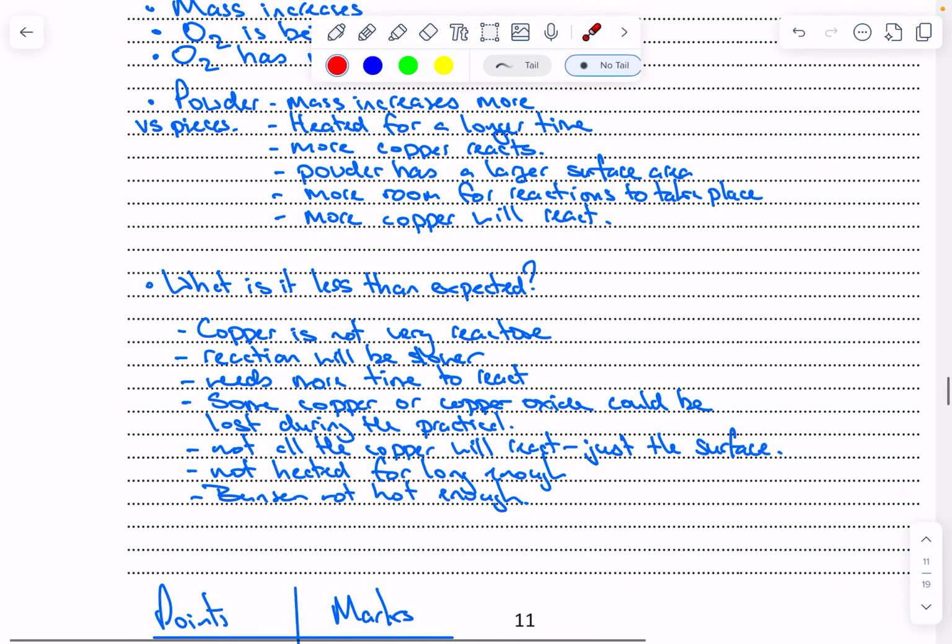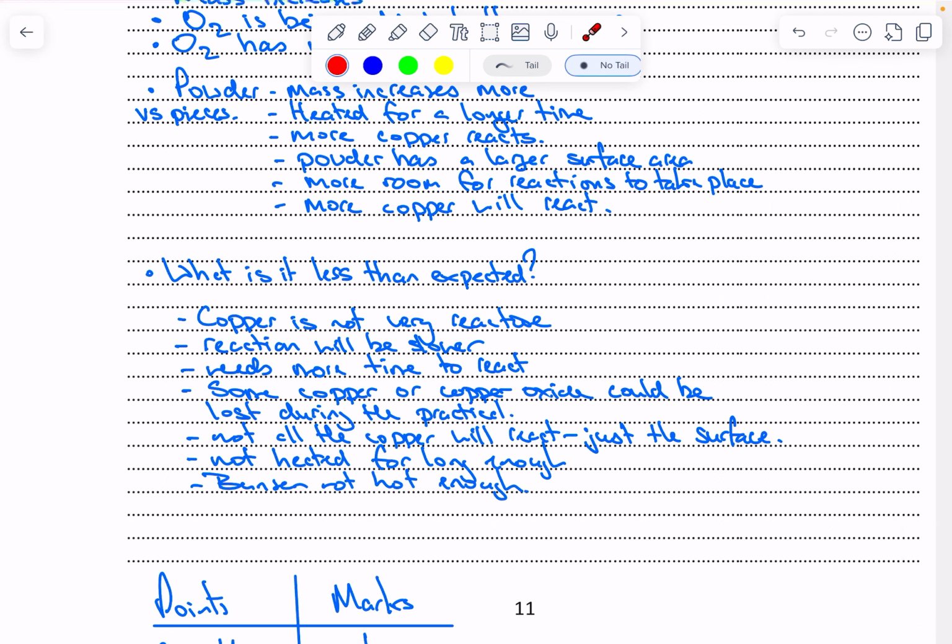Why is it less than expected? So we need to say that copper is not a very active metal. Therefore, this reaction will be less likely to happen and it'll be slower. That would mean you would need more time for this to react. Also, some of the copper or the copper oxide could be lost during the practical. Not all the copper is going to react. We'll just maybe get the surface reacting, so the layers below that won't react.